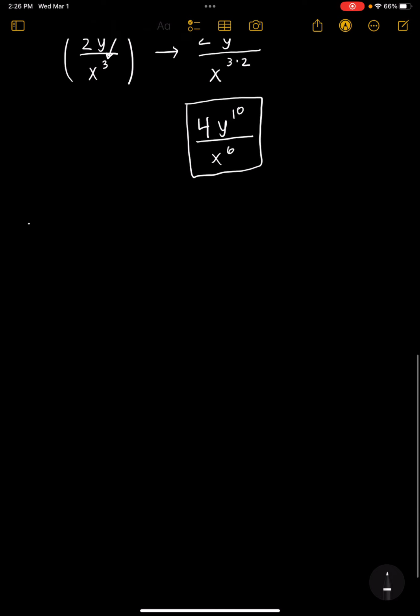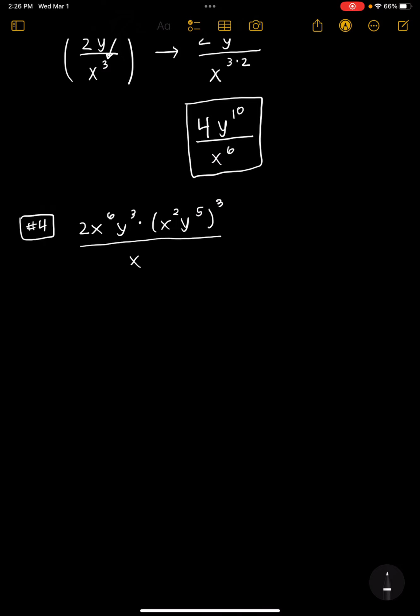All right, one more example. And this example is 2x to the 6th, y to the 3rd times x squared, y to the 5th cubed over x to the 5th, y to the 10th. Now, this one is a combination of all three things: the product rule, quotient rule, and power rule.